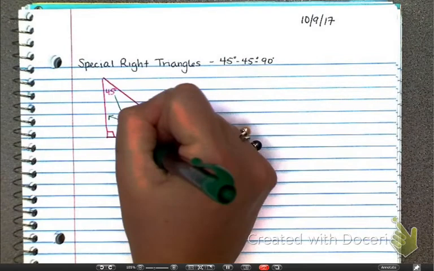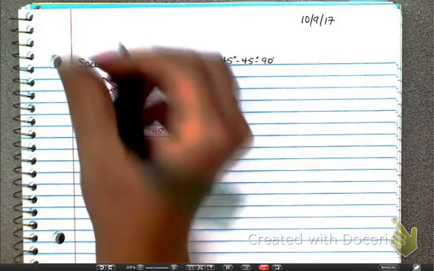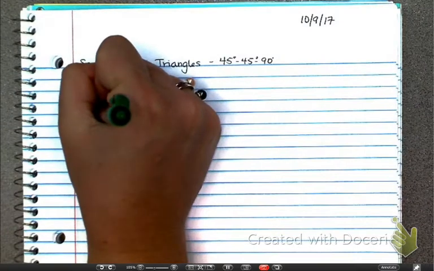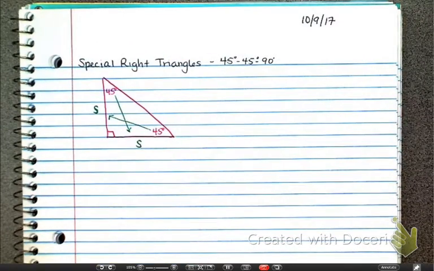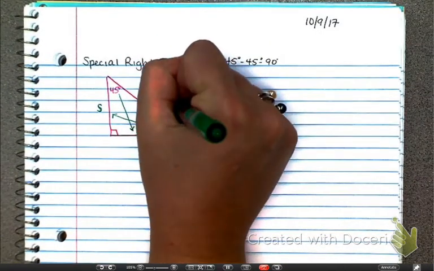I'm going to call those sides for now S. S for side. Okay, so these sides are going to be S. But both of them are the same because they are across from the 45-degree angle. Are we okay with that? Okay. The side across from the 90-degree angle, we're going to call S radical 2.